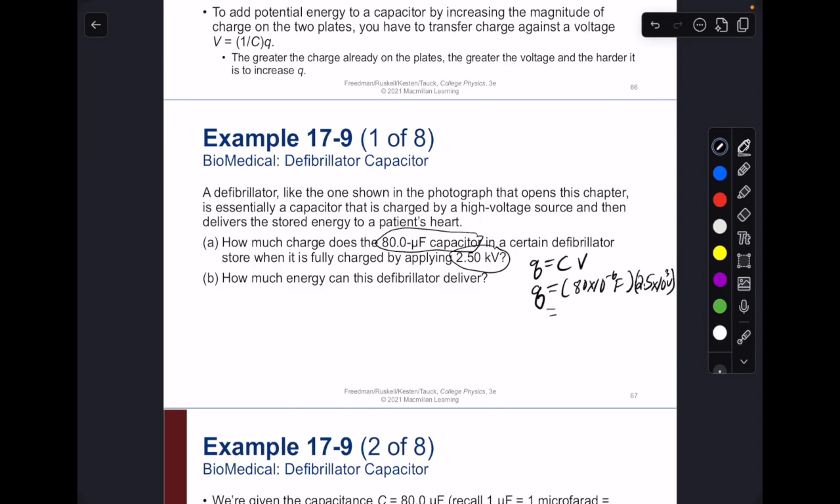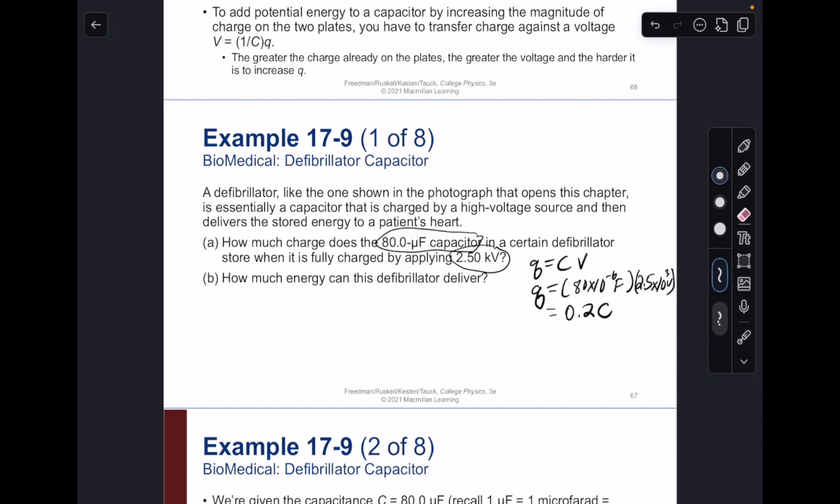And we get 0.2 coulombs, which is actually a lot of coulombs, right? One electron is 10 to the minus 19 coulombs. So to get on the order of 0.2, that's a heck of a lot of electrons, right? So how much energy is being delivered to the human chest in this situation?